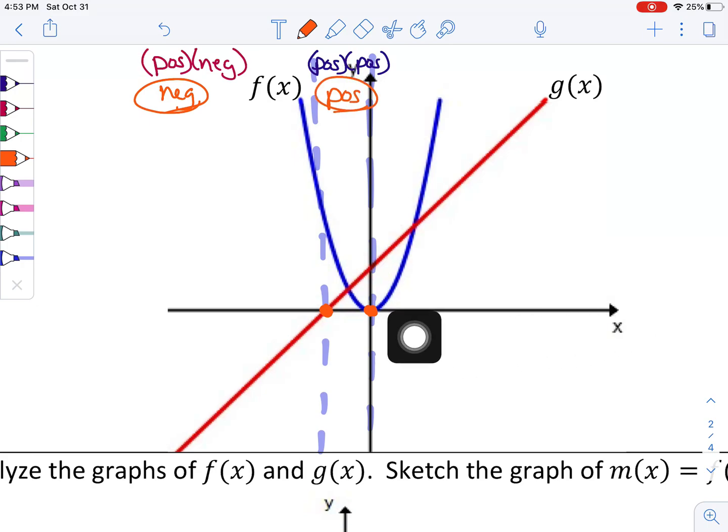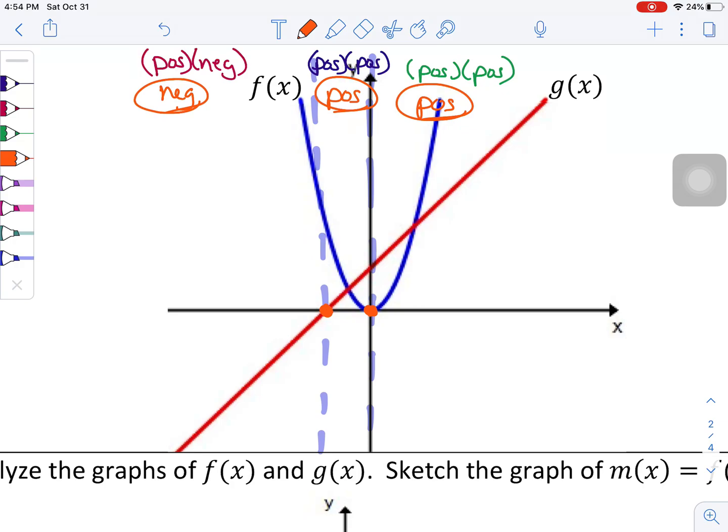All right. And then if I look at the far right side here, it's the exact same thing. The blue curve is above the x-axis, so that's positive, and the red line is above the x-axis, so it is also positive. So in the same way that last section was positive times positive, so is this one. So positive times positive still means that I'm going to have some kind of positive answers.